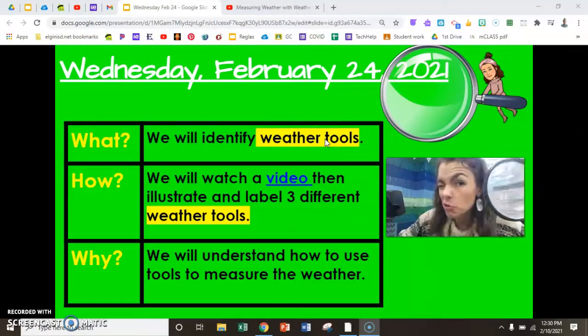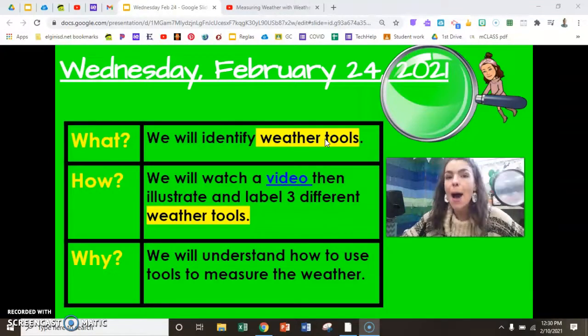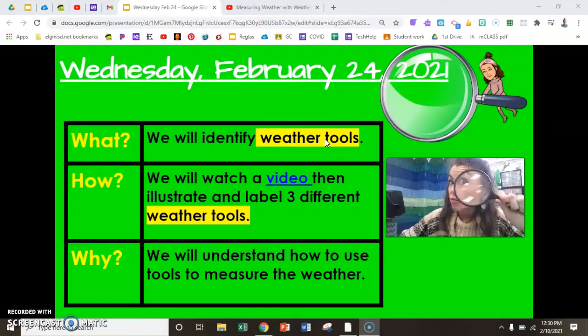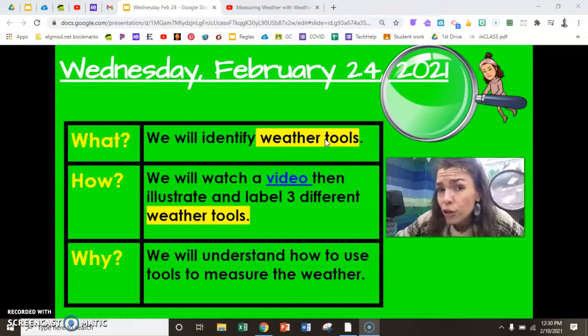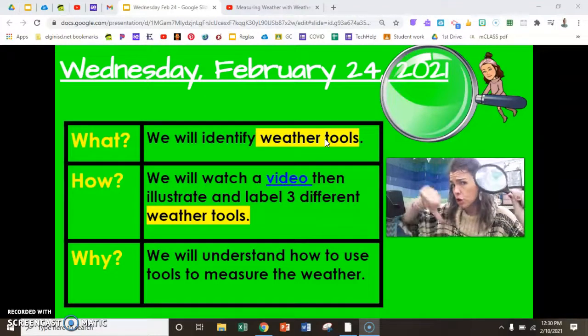Do you know what this tool's name is? What do you call this? A magnifying glass. Good job. It is a tool. Is this a weather tool? Could I use this to study the weather? Yes or no?